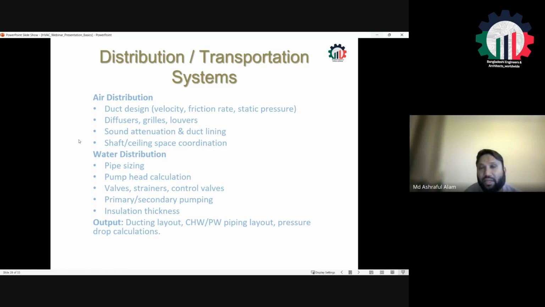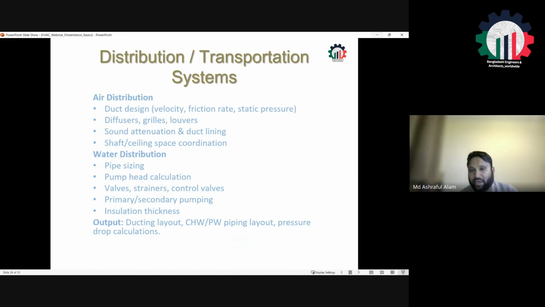Here we are saying how the distribution will be done. If we have a DX unit, like the split units we normally see in our houses, it has an outdoor unit and an indoor unit. So there is no ducting actually, only a piping connection. But what if we have a central building?